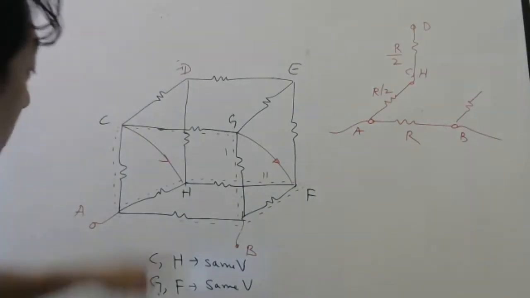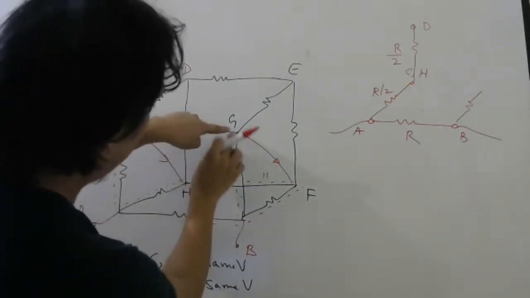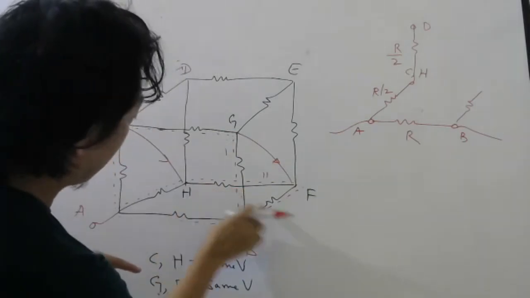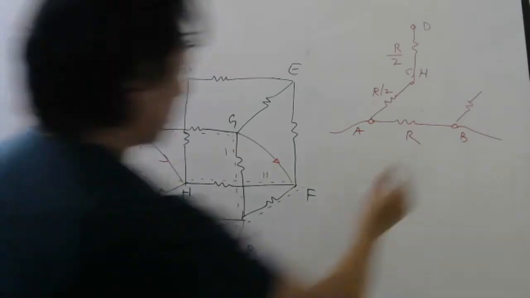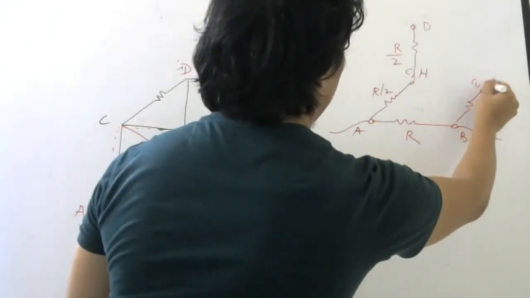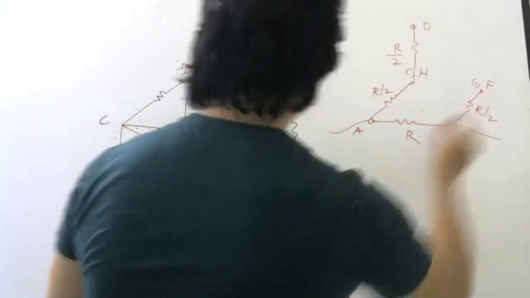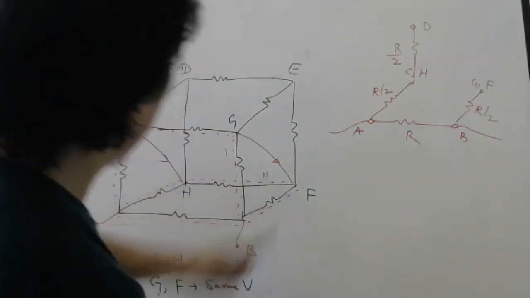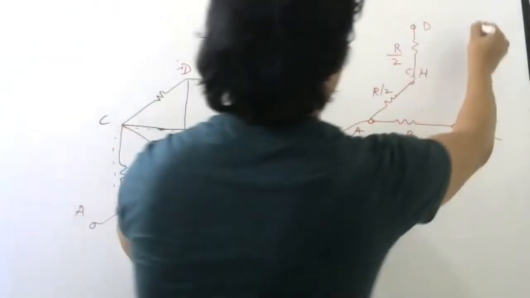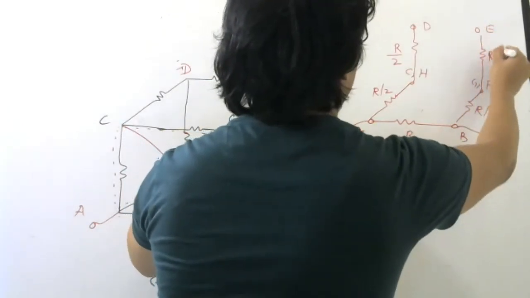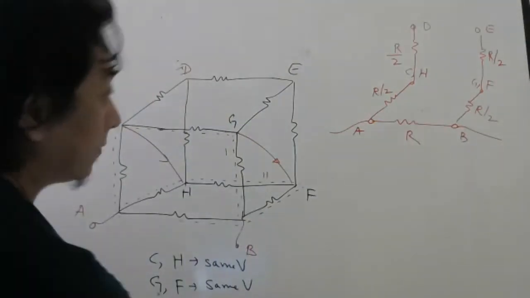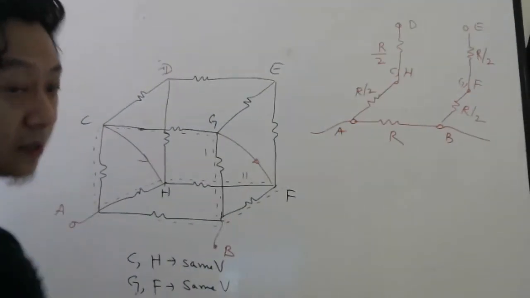Similarly, here if I do here, once I put this G here, these two will come in parallel, right? Because G and F are the same potential. So this is your G comma F. That will be R by 2, right? This and this. Similarly, this will come here. So this will be your E. This will be R by 2. Let me slightly move it like this.